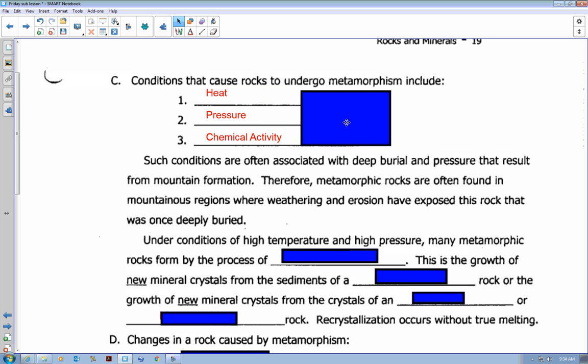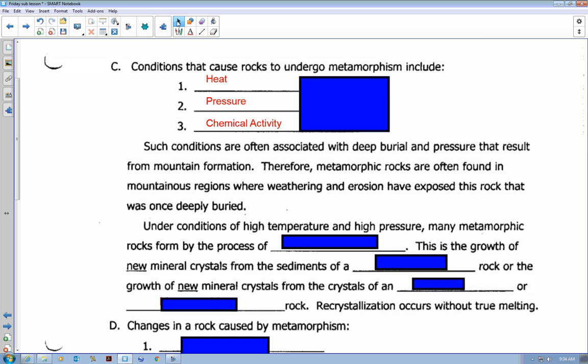So the three things that we look at for the conditions to form metamorphic rocks are, of course, heat, pressure, and chemical activity. That crystal regrowth involves, using my Lego analogy once again, kind of taking apart the molecules and putting them together in different ways, taking apart the Legos and putting them together in different combinations. That results in different mineral development within the rocks.